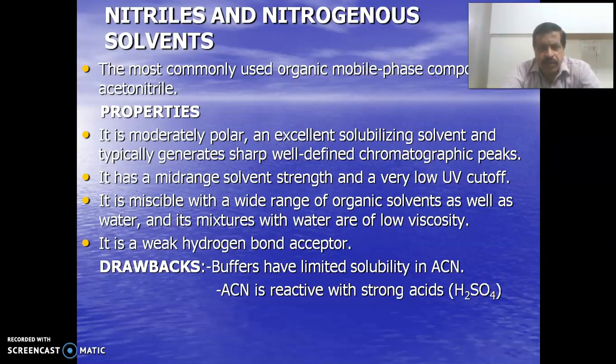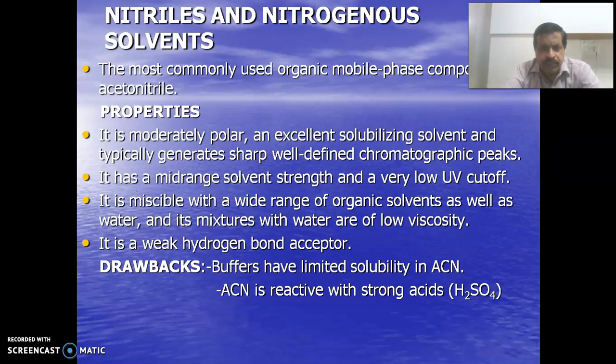Nitriles and nitrogenous solvents: the most commonly used organic mobile phase component is acetonitrile. It is a moderately polar and excellent solvent and typically generates sharp, well-defined chromatographic peaks. That is one of the advantages when you use acetonitrile, and it also has a mid-range solvent strength and a very low UV cutoff point. It is miscible with a wide range of solvents such as water, and its mixtures with water are of low viscosity. It is a weak hydrogen bond acceptor.